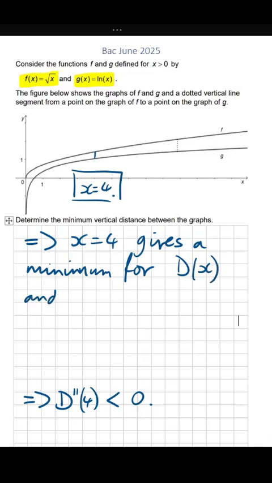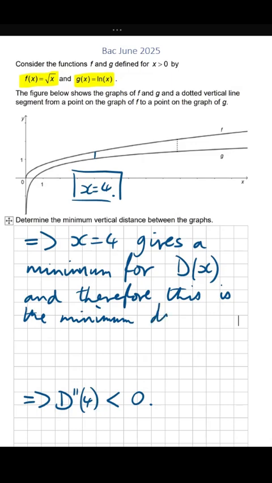And just to finish it absolutely spot on, making sure that I get absolutely all the marks for it, therefore this is the minimum distance between f and g. They called it f and g up here, so we can call it between f and g.